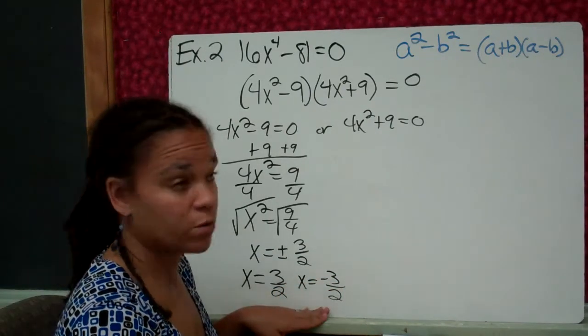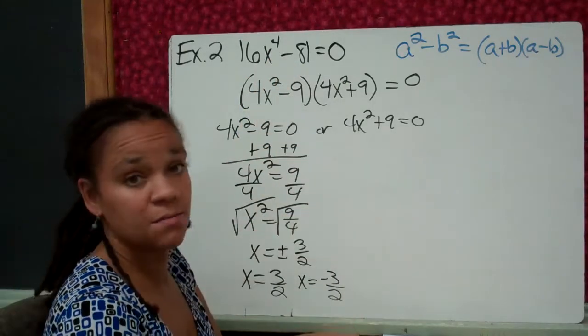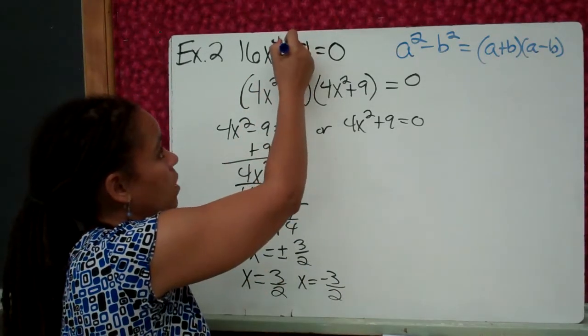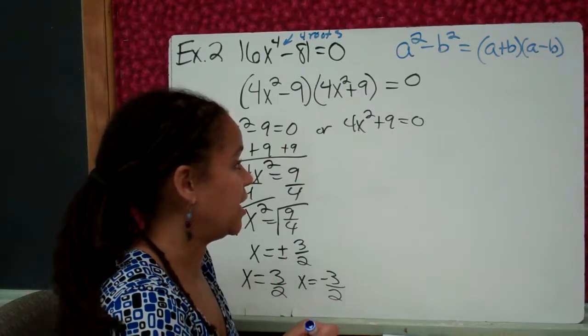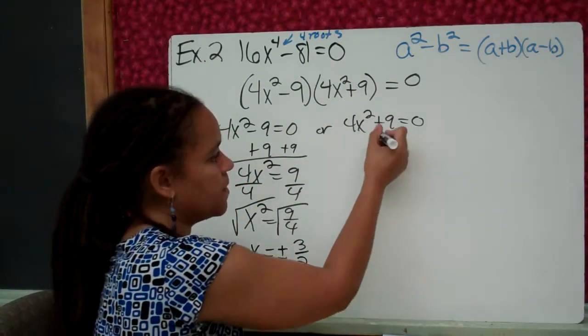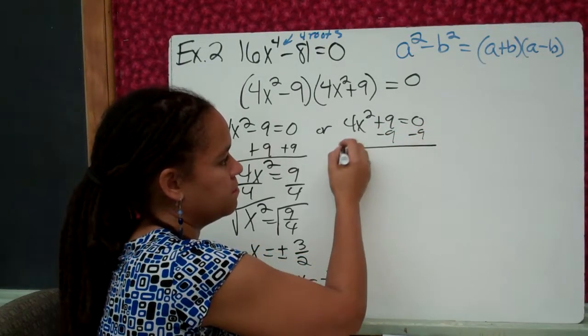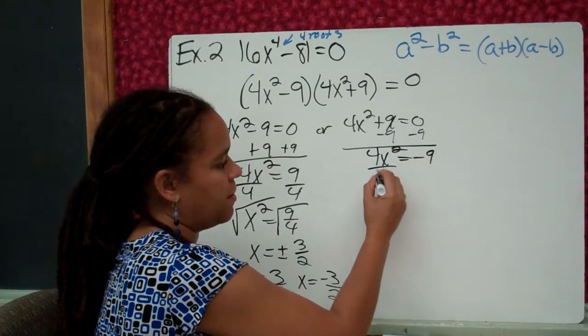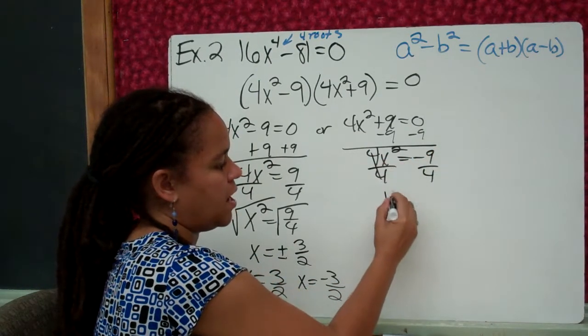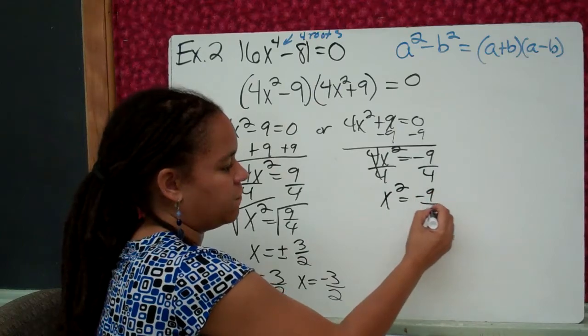So there's 2 of our roots, but we know there has to be 4 roots because of this 4. So somewhere else there are 2 roots that are hiding. Let's solve over here. Subtract 9 from both sides. 4x squared is equal to negative 9. Divide by 4, divide by 4. X squared is equal to negative 9 fourths.